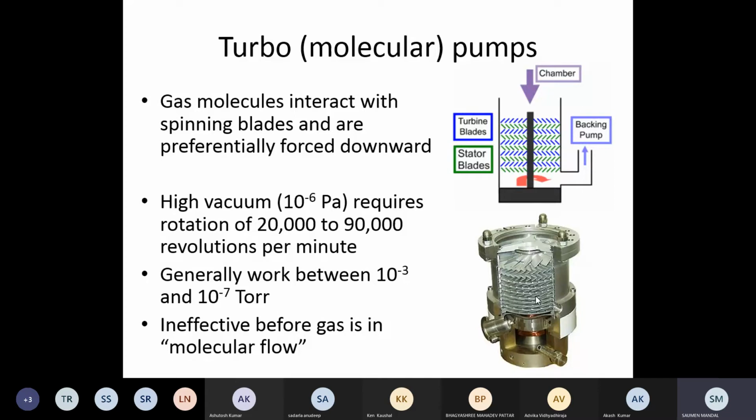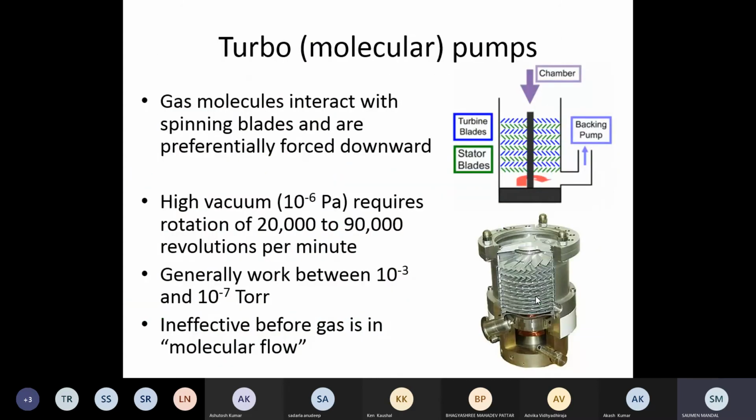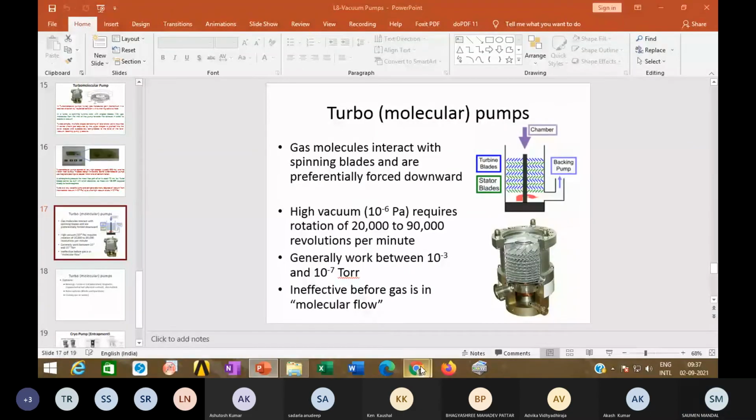Next class I'll show some video and talk about the cryo pump and where it is being used. If you have any questions, please do ask. Otherwise, I'll take the attendance.